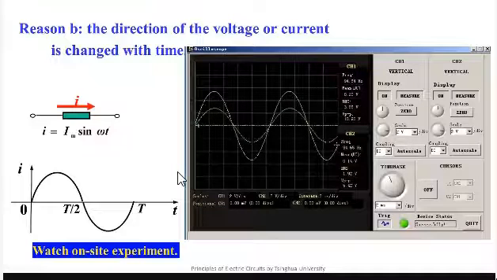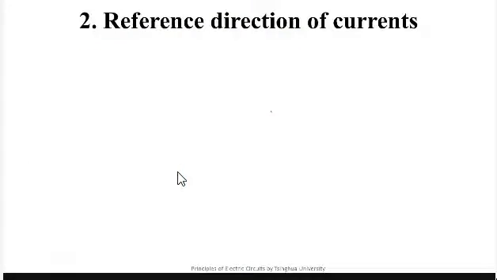From the waves, you can see, firstly, the sine signal is changed with time. Secondly, the value of the branch variable and the current can be plus or minus when they are changed with time. In other words, their real direction is changing all the time, so it's necessary to introduce the reference directions. Since you've known the need for reference directions, let's discuss the direction of the current and the voltage respectively.